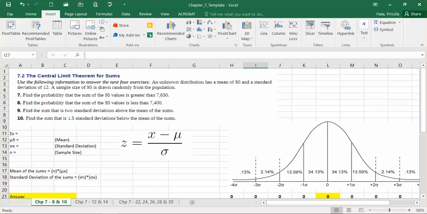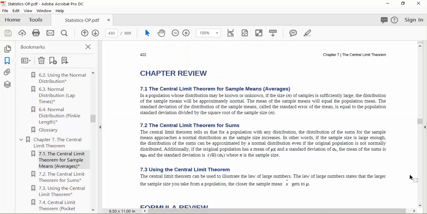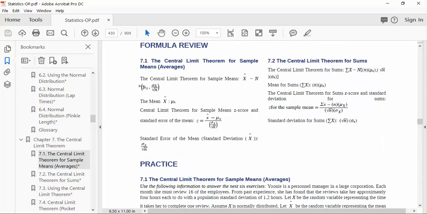For example, how would the formulas for the CLT for simple means differ from the formula for the CLT for sums?